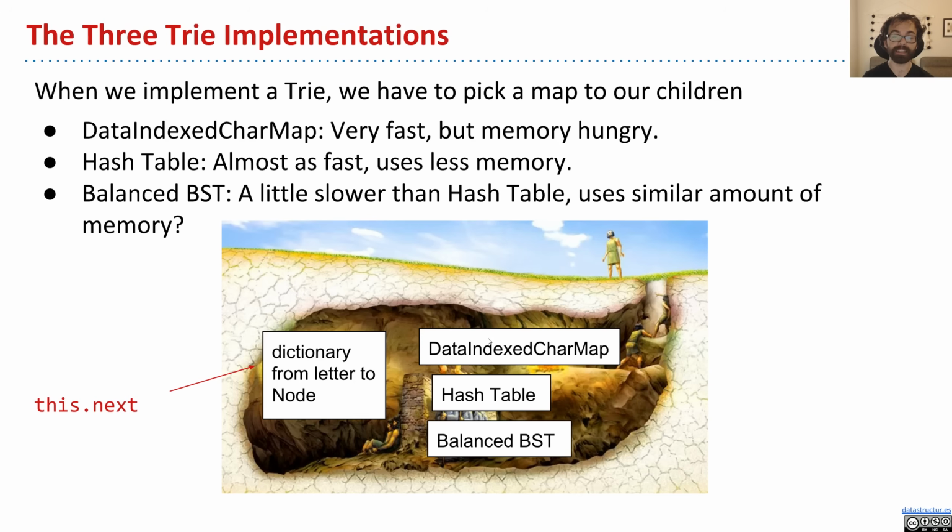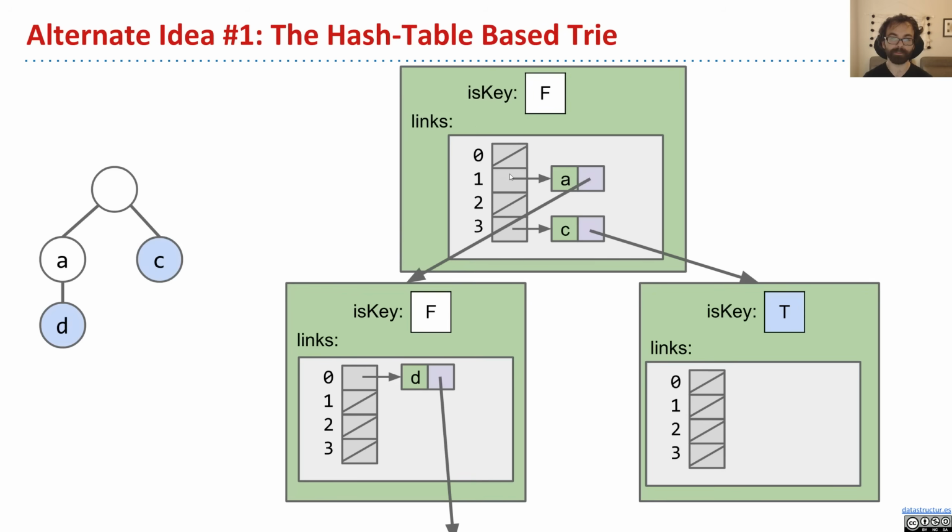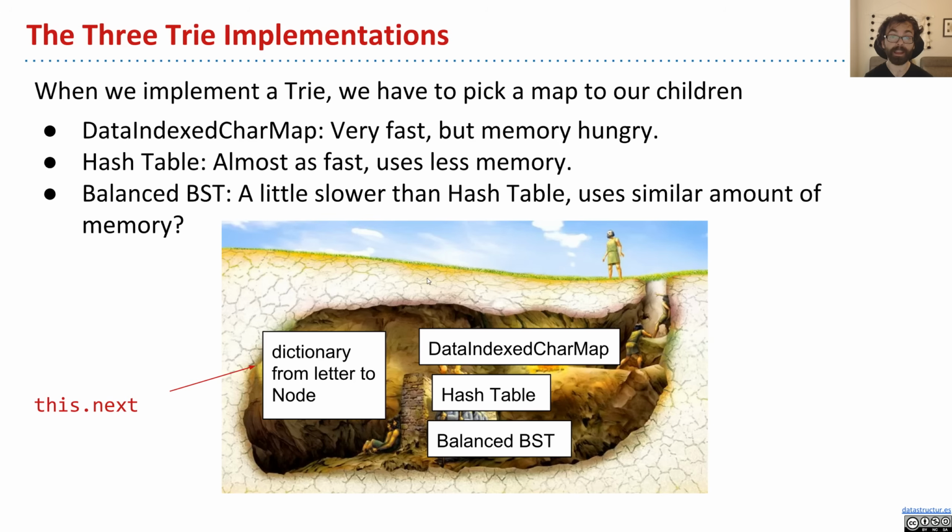I can use a data index character map, a hash table, a balanced binary search tree, or other stuff. So we have to pick some kind of map. If we compare them, the data index character map idea is very fast, but it's memory hungry. The hash table's almost as fast. It's not as fast because we have to compute these hash values and then walk a few links, but it's still going to be quite fast.